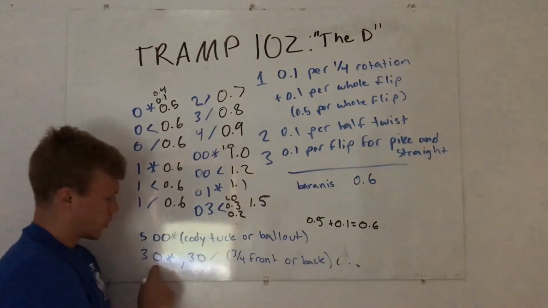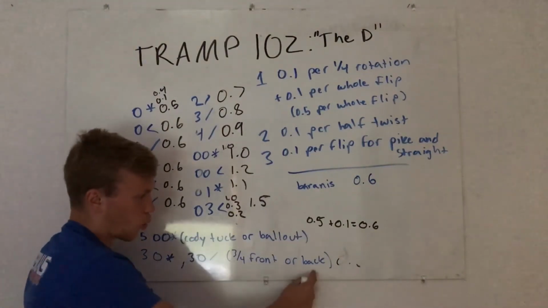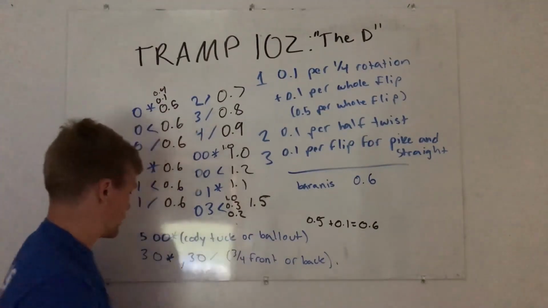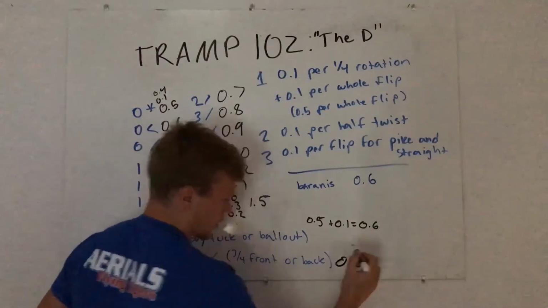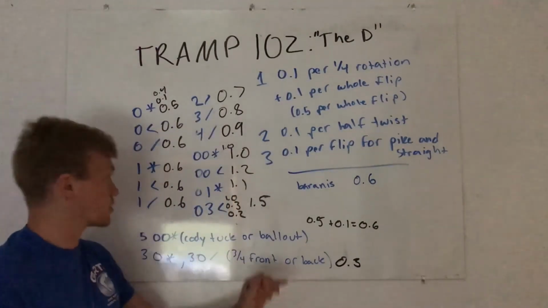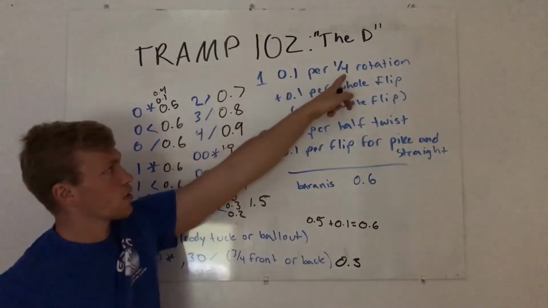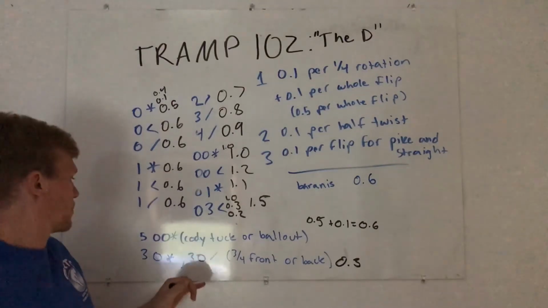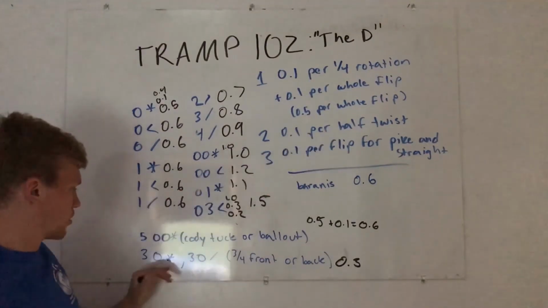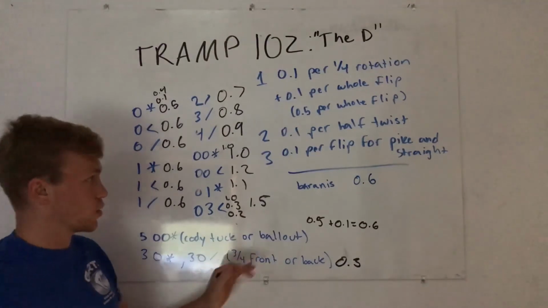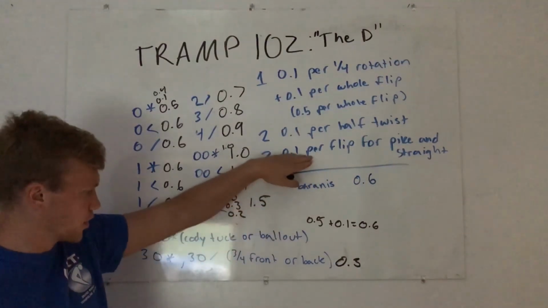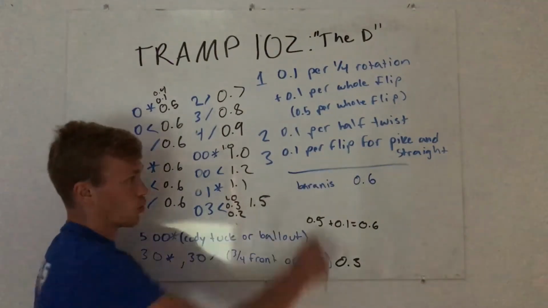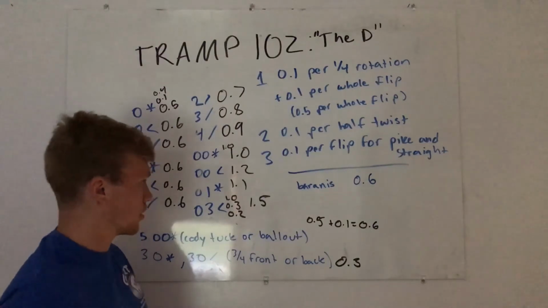Okay, moving on. A 3/4 front tuck, 3/4 front straight, or 3/4 back tuck, 3/4 back straight. They're actually all going to be the same difficulty. In particular, they're going to be 0.3, 3 tenths because 1/10 per quarter rotation. There's 3 quarter rotations, no twist because the 3/4 back and 3/4 front don't have a twist in them. And you don't get this bonus for doing it straight because it's not a completed flip. You only get the bonus on completed flips.